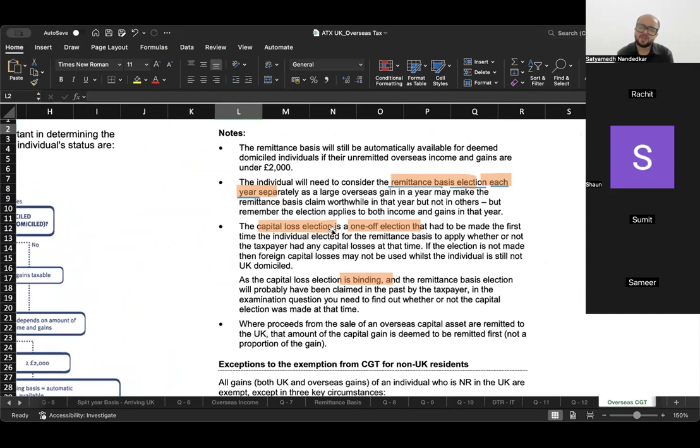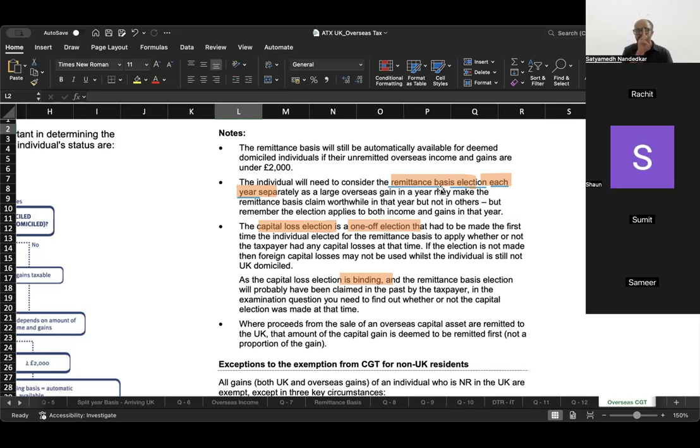The remittance basis will still be automatically available for deemed domiciled individuals if their unremitted overseas income and gains are under 2000. But if the amount of unremitted income and gains is more than 2000, the individual will need to consider the remittance basis election each year separately, as a large overseas gain in a year may make the remittance basis claim worthwhile in that year but not in the other years.